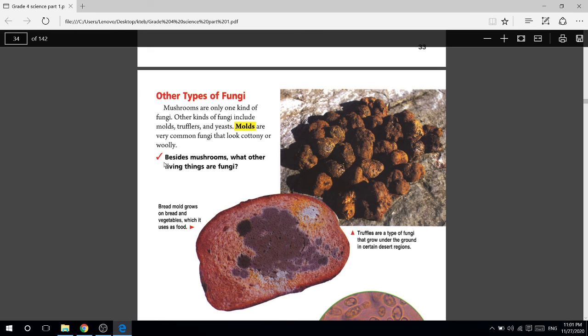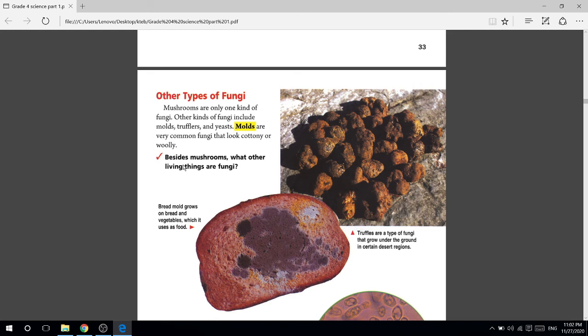Okay, write down this question. This is homework, students. Besides mushrooms, what other living things are fungi? The answer is what? Molds, truffles, and yeasts. Okay, you should know this question. Write it down in your notebook and send it to me on WhatsApp. Okay, students, on WhatsApp. Beside mushrooms, what other living things are fungi? The answer is molds, truffles, and yeasts.